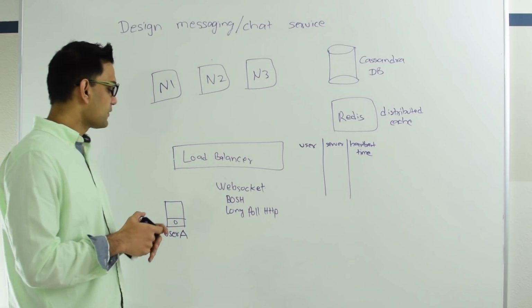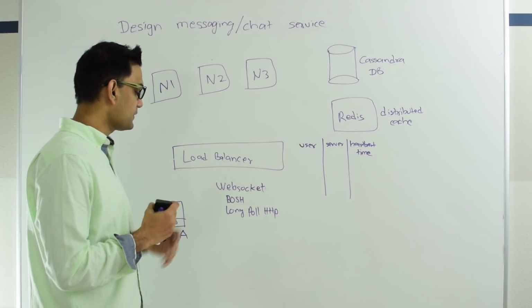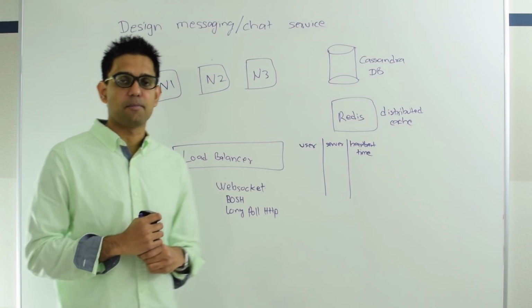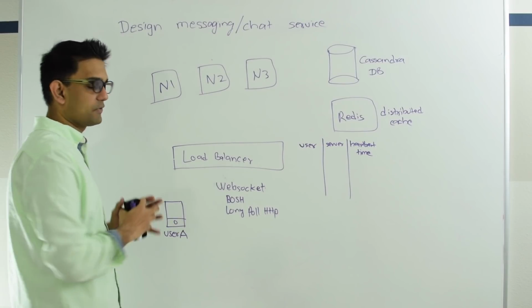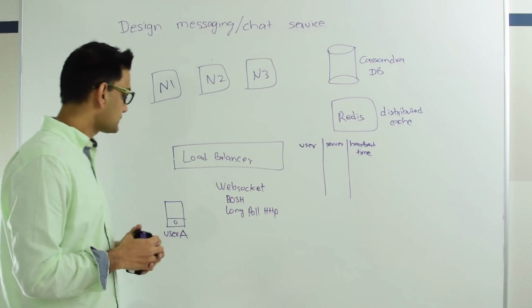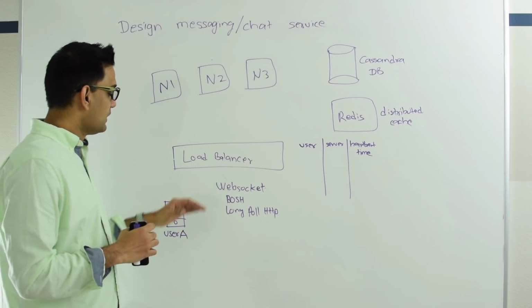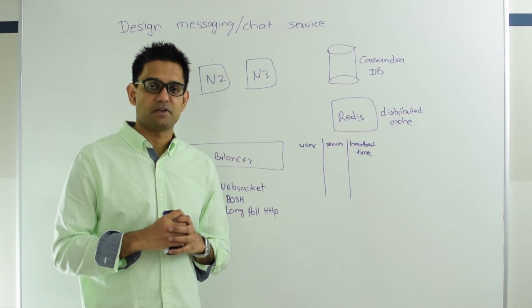To work around that, we have a few alternatives, and I have listed some of them here. The first one is a WebSocket, which is a fully bidirectional connection. What that means is once user A is connected to the server, both server and client can initiate the request because it's bidirectional. The second one is BOSH, which is bidirectional stream over synchronous HTTP.